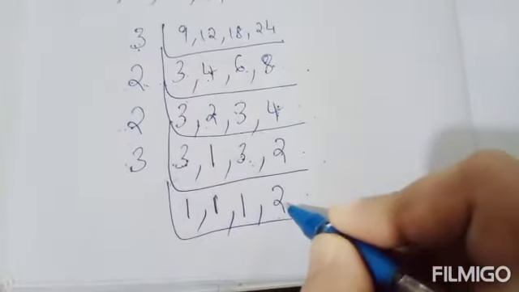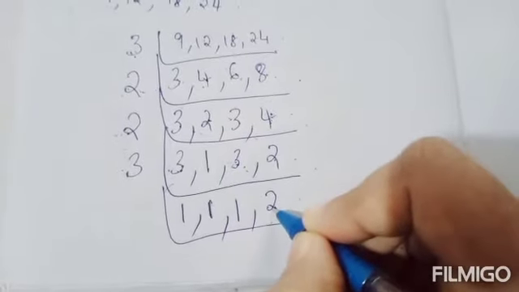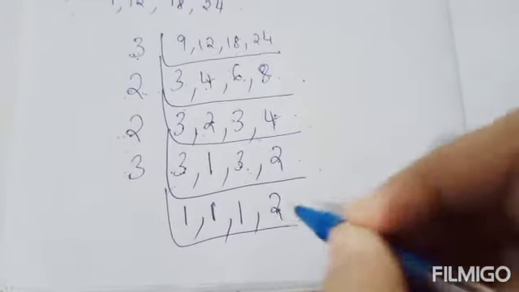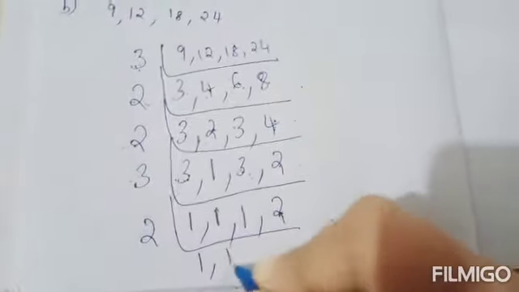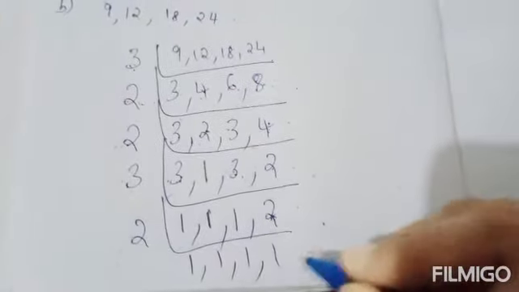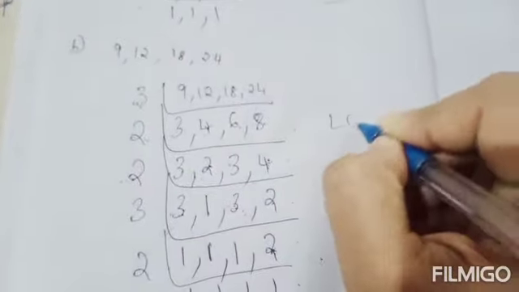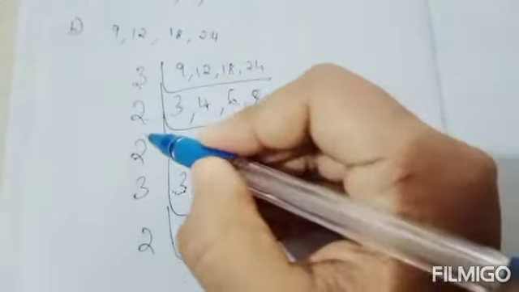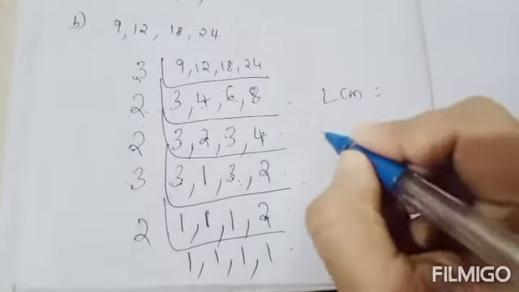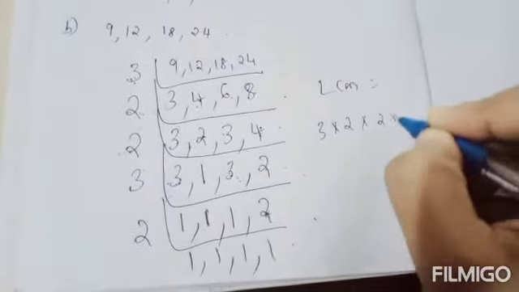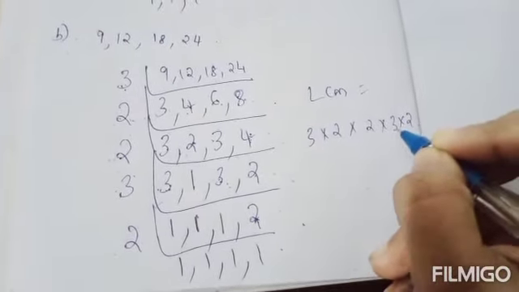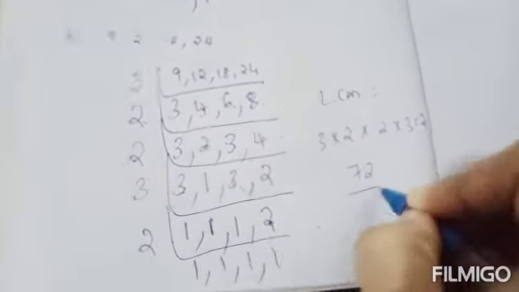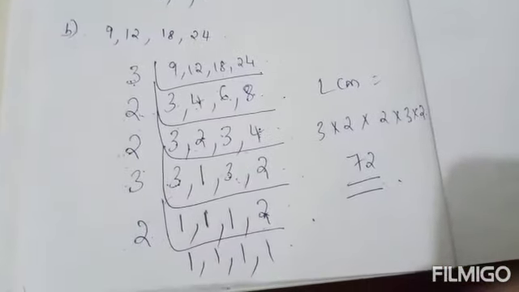Now here only 1 is not coming. So in order to make this 2 into 1, you can divide it by 2. So 1, 1, 1, 2 divided by 2, you got 1. Okay. So all the numbers are 1 now. So what will be the LCM? 3 into 2 into 2 into 3 into 2. That is 12. 12 into 3, 36. 36 into 2, 72 will be the LCM.